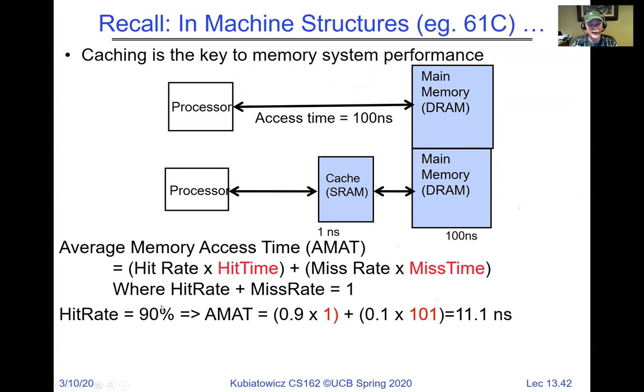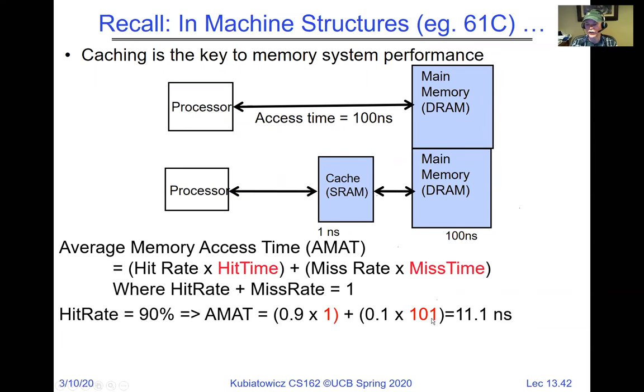The hit rate here, for instance, if it were 90% for this cached idea, then the average memory access time would be 0.9 times 1 nanosecond, since the hit time is 1 nanosecond. So 90% of the time we get that. And another 10% of the time, we have to go all the way out to DRAM.